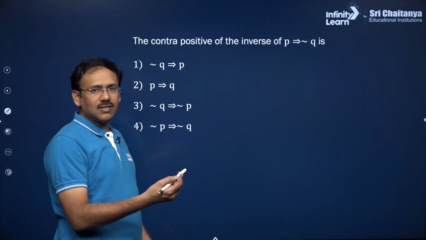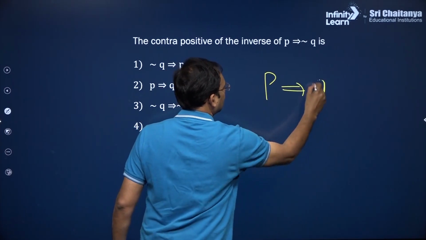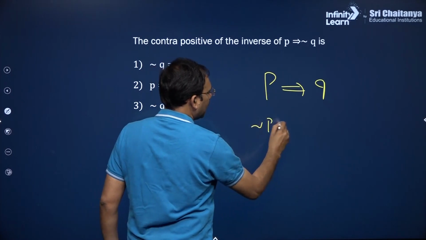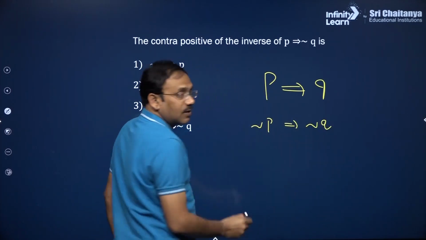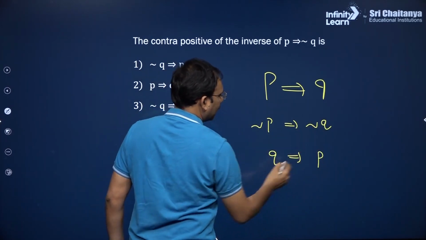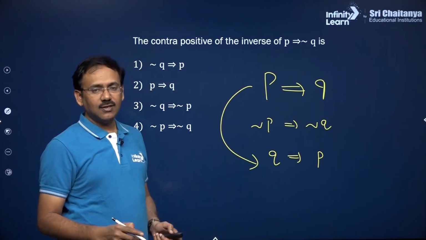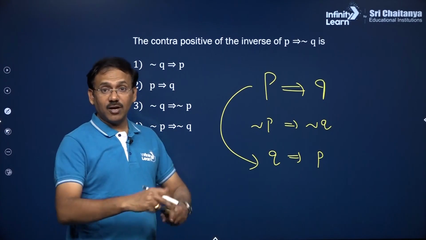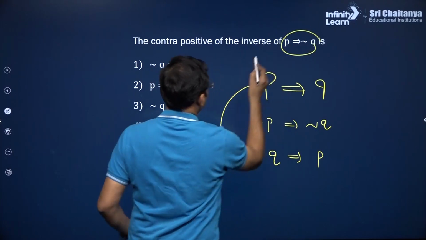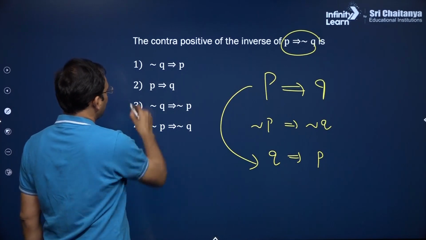Next, the contrapositive of inverse. Yaar, the inverse contrapositive is the converse here, because suppose you are given some statement P implies Q. Its inverse means negation P implies negation Q. Its contrapositive means Q implies P, which is nothing but the converse. You see, conditional and contrapositive are equivalent, and converse and inverse are equivalent because one is the contrapositive of the other. So the inverse contrapositive is the converse, that means just reverse. Negation Q implies P is the answer.